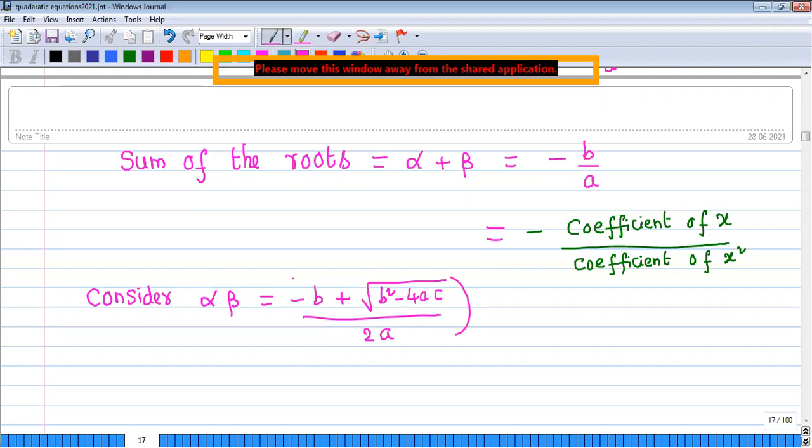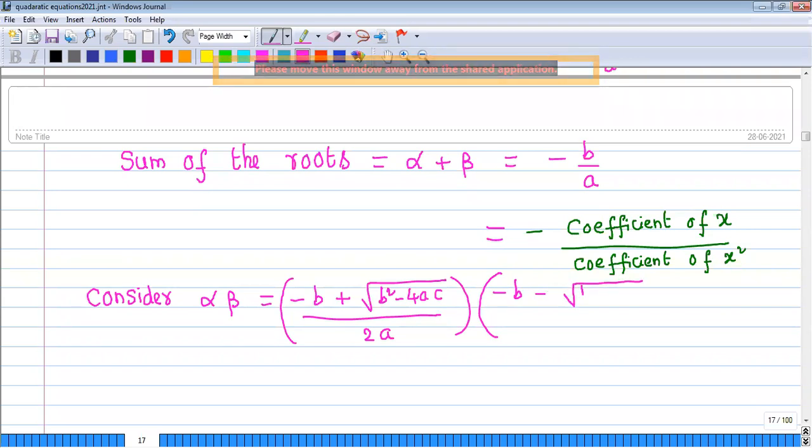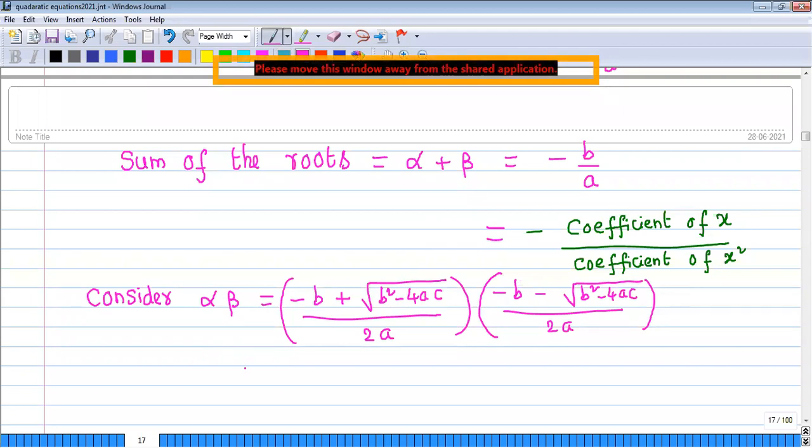So multiplied with beta. What is the beta? That is (-b - root of b square - 4ac) upon 2a. Now this is in the form of (a + b)(a - b), which is a square minus b square. So we can write minus b whole square, minus of root of b square minus 4ac whole square.